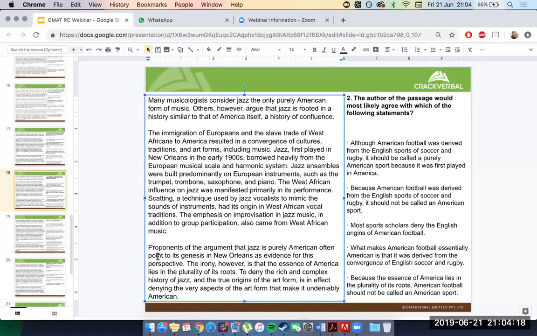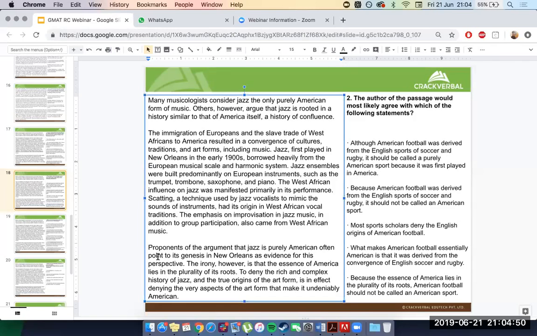So to deny the rich and complex history of jazz. Essentially she's suggesting that the pure American people don't consider the rich history of jazz. They don't consider the West African origins or the European origins of jazz. And by denying this and by saying only that jazz is American because it started in America, they are denying the things about jazz that make jazz American in the first place. They're denying the influence that makes jazz American in the first place.